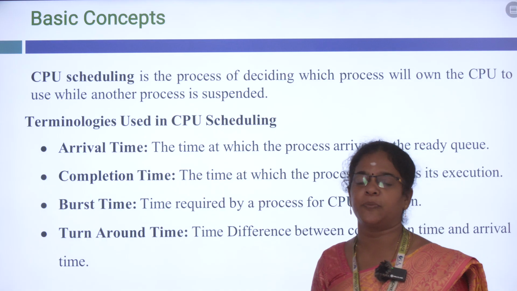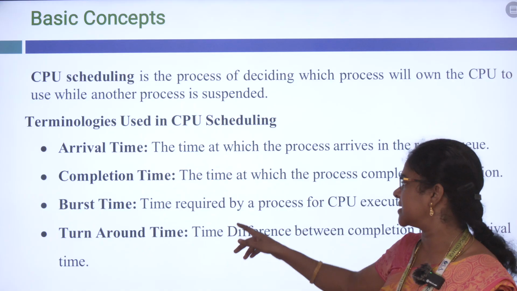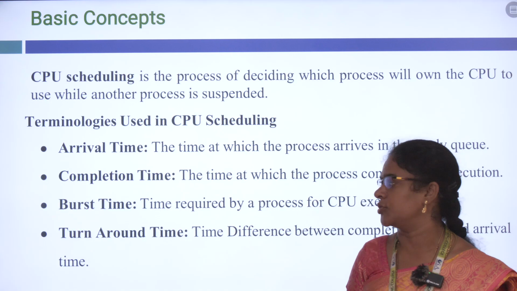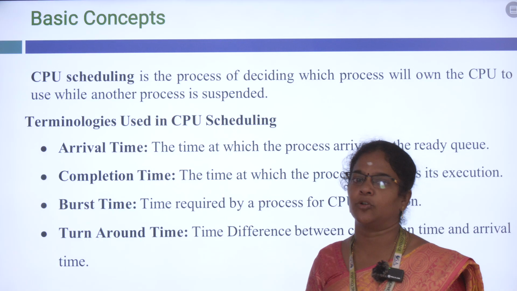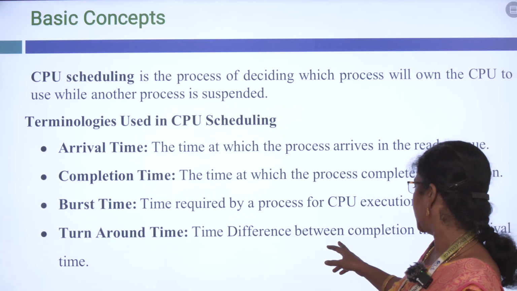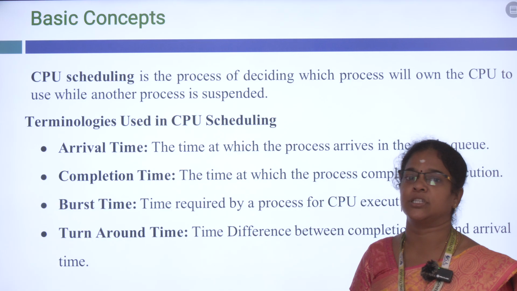Next is the completion time, the time at which the process completes its execution. Each and every process starts from zero itself. Next, burst time, which is already given in the problem, is the time required by the process for CPU execution. The final one is the turnaround time, which is the time difference between completion time and arrival time.